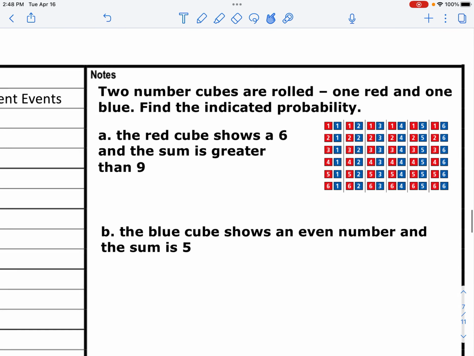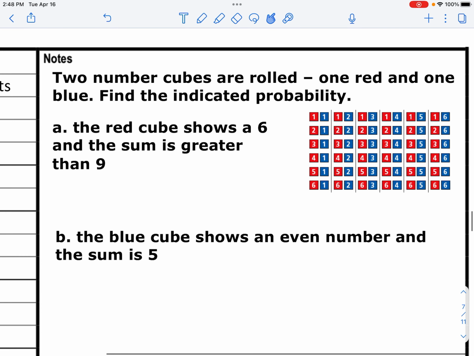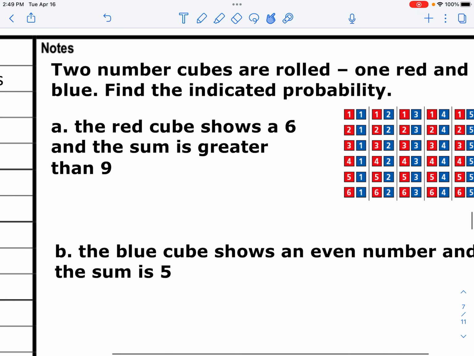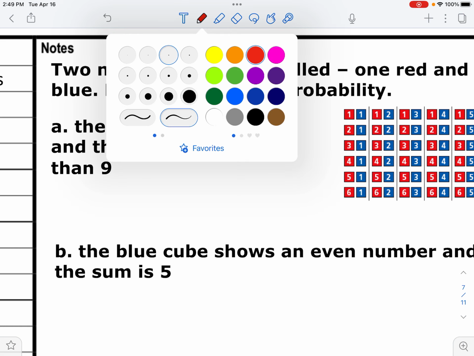So let's do this with a little bit more challenging situation. 2 number cubes are rolled. Here's all the possibilities. You've seen this grid before, 36 options. What is the probability that the red cube shows a 6 and the sum is greater than 9? Now, the first thing I want to find is the probability that the red cube shows a 6. Let's write this out. I'll use maybe a different color.